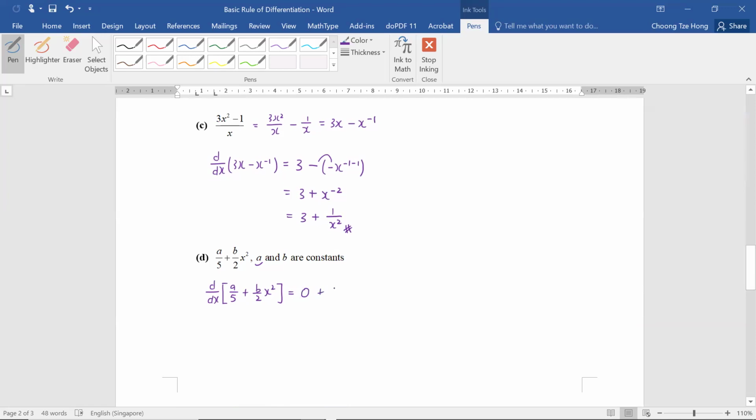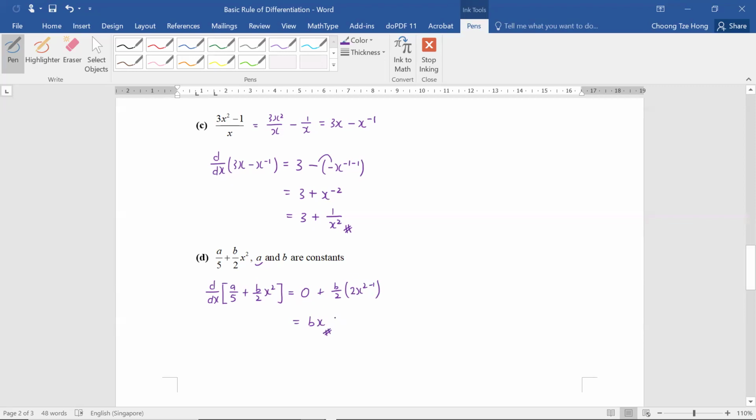Then b over 2x squared. So b over 2 is in front. Then you differentiate x squared, you bring the 2 in front, and the power is reduced by 1. So in other words, you get b over 2 times 2, you are left with bx. 2 minus 1, the power becomes power 1. So essentially, the answer will just be bx.